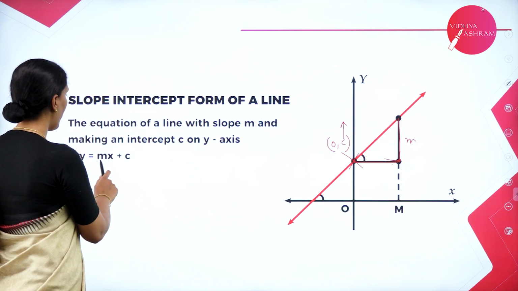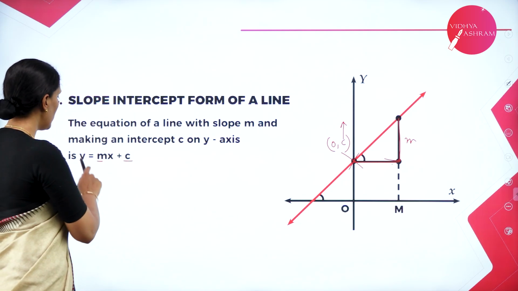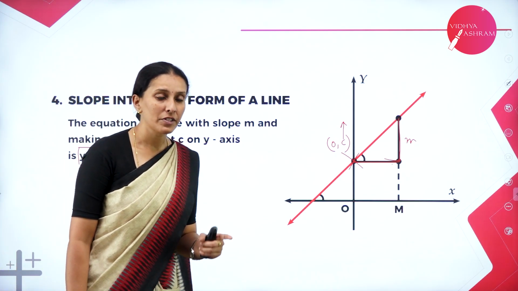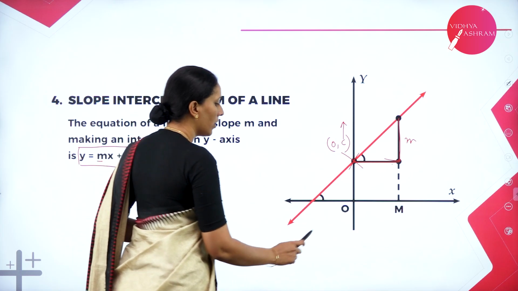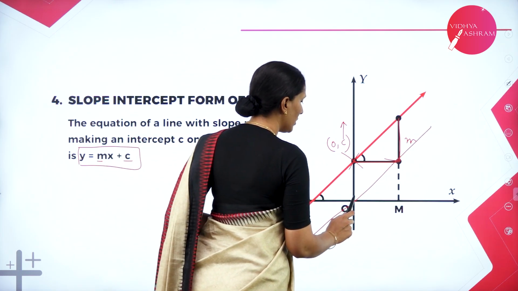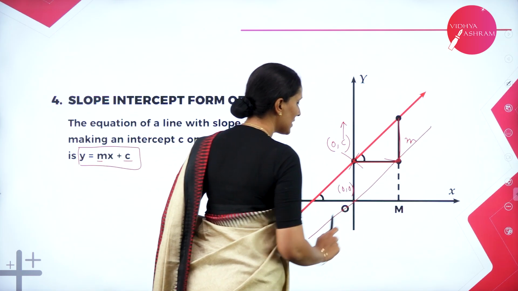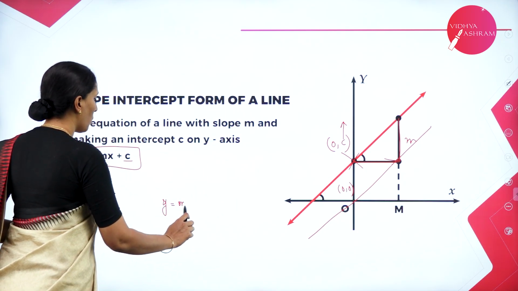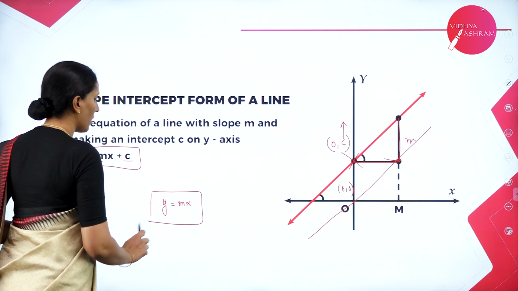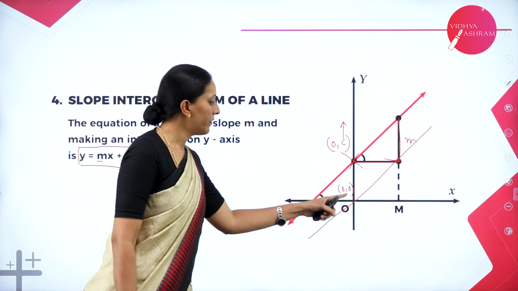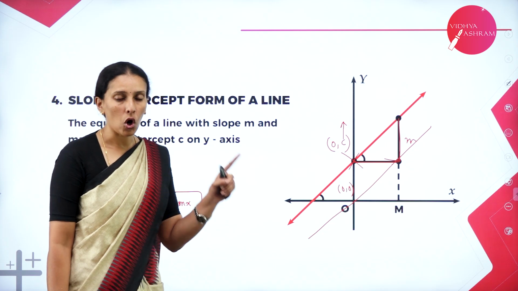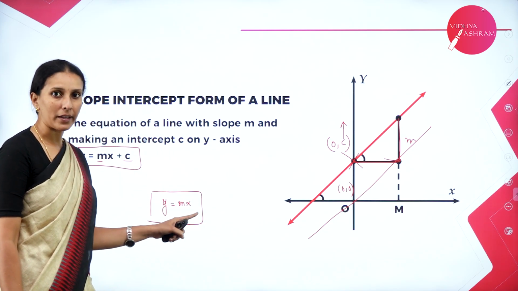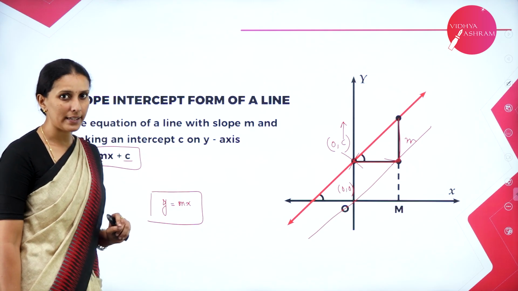Whenever the slope and y-intercept are given, this is the equation we use to find the equation of a straight line. If any line cuts the y-axis at the origin, then the value of c will be equal to 0. Then the required equation will be of the form y is equal to mx. So any line passing through the origin always has an equation in the form y is equal to mx, where the y-intercept is 0.